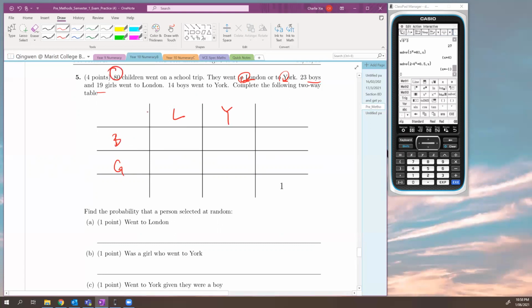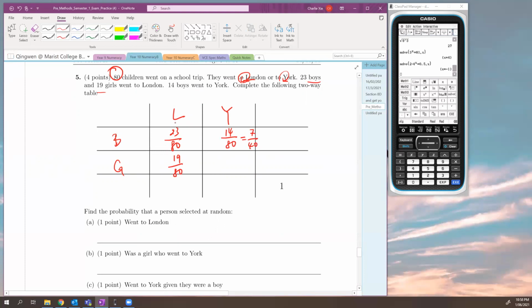We've got 80 children. 23 boys and 19 girls went to London. So 23 out of 80 children, boys, went to London. And for girls, 19 out of 80 went to London. And 14 boys went to York, so 14 out of 80 went to York. This one could be simplified because both are even numbers, divided by 2, 7 over 40.